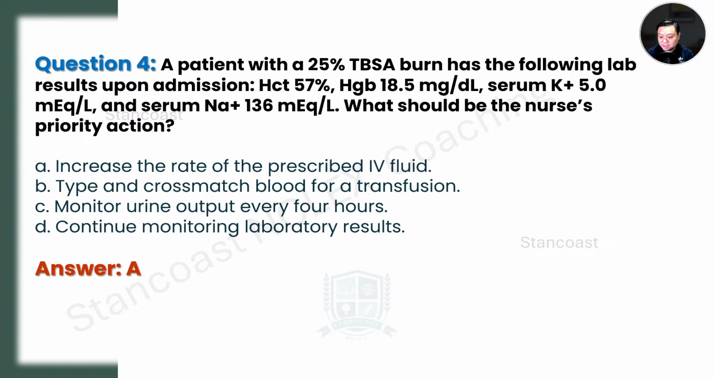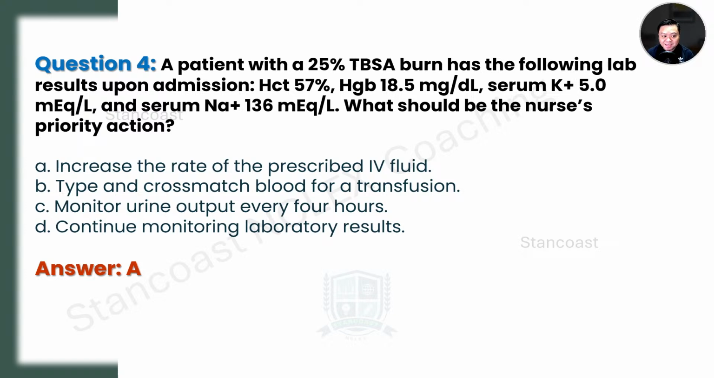All right. Now, if you selected letter B, type and cross-match blood for a transfusion. Now, I want you to refer to the lab values again. Is there a need for us to transfuse blood to this patient, especially with a hemoglobin of 18.5 and hematocrit of 57? There's actually hemoconcentration here rather than anemia. So the transfusion is not necessary this time.